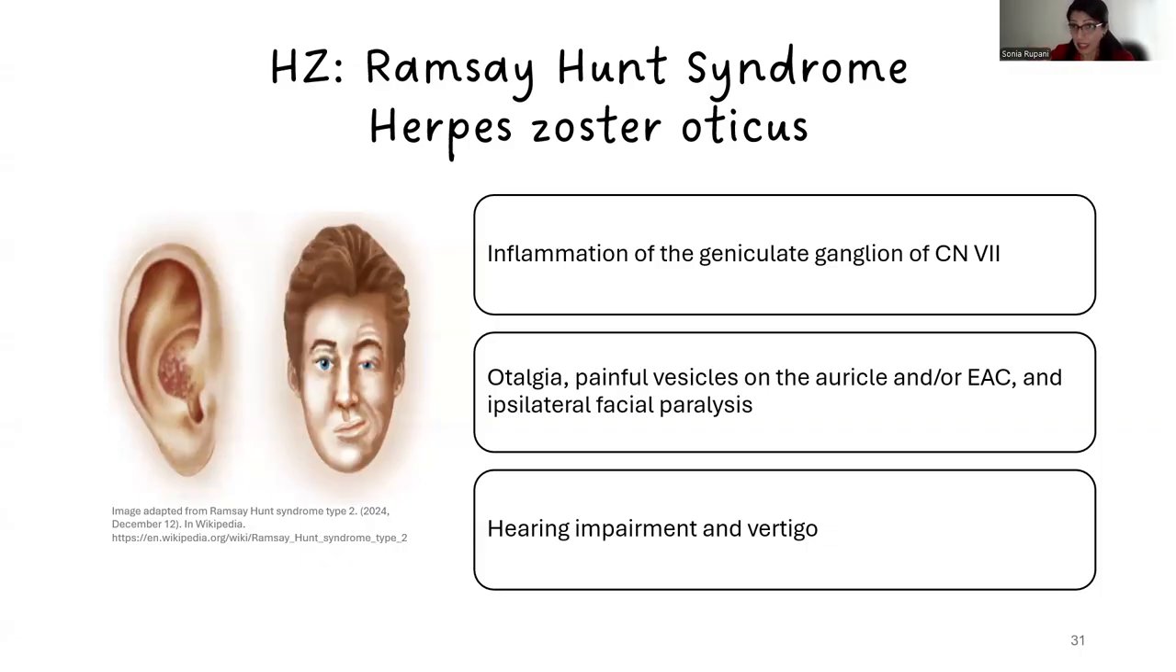Now, cranial nerve 8 could also be involved, and in that case, they may have hearing trouble. So there's some hearing impairment that has been seen with Ramsay-Hunt, or they may have vertigo. So that is also a common presentation seen with Ramsay-Hunt syndrome.